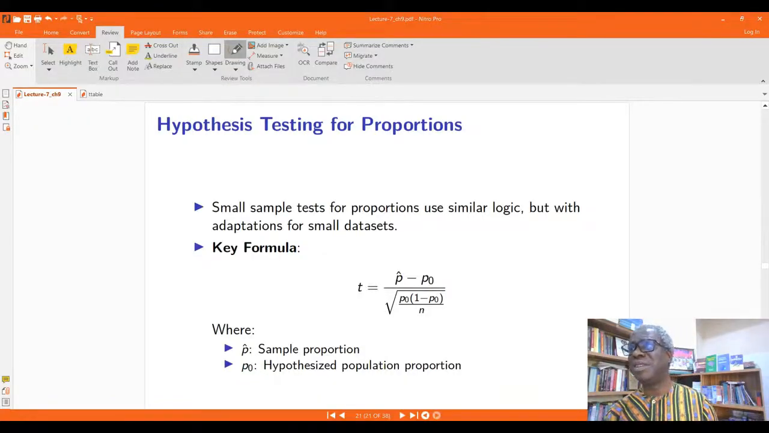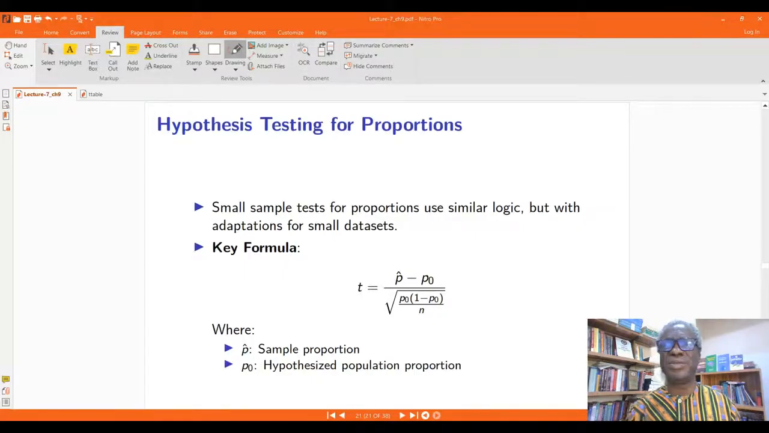Sometimes the issue of interest is an attribute. We are simply interested in those who possess that attribute and those who don't. So we can only count the number of successes and the number of failures. In that case, we talk about the proportion of success and the proportion of failure.